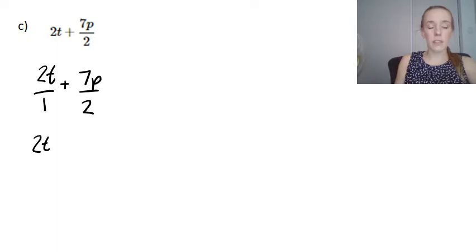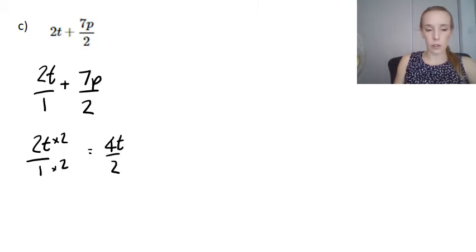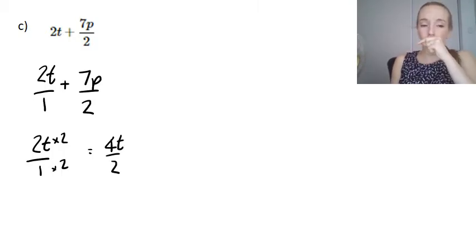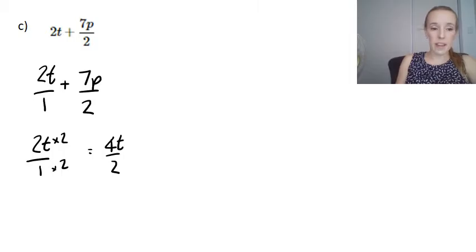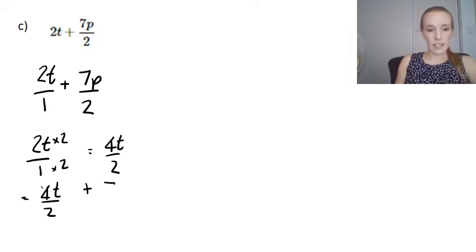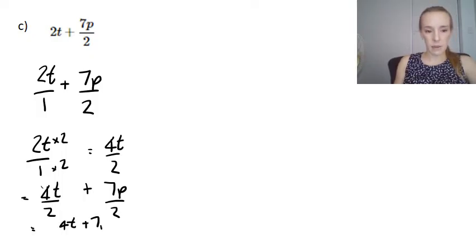So to convert, we're going to have to do 2t over 1 multiplied by 2, which will leave us with 4t over 2. From there, we can add our fractions. So 4t over 2 plus 7p over 2. 4t and 7p are not like terms, so we can't add them. So 4t plus 7p over 2.